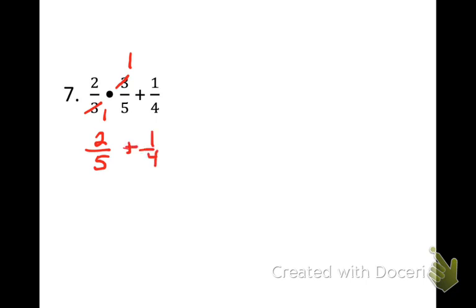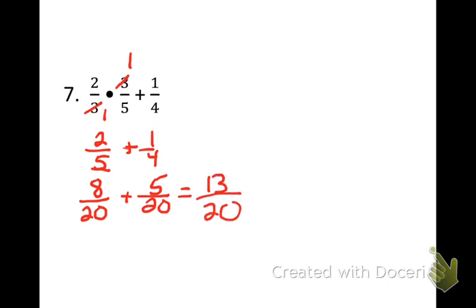So now I need to find my common denominator. 5 and 4 both go into 20. So I can put a 20 on the bottom. What do I do to 5 to get 20? I multiply by 4. So 4 times 2 is 8 for this numerator. Here I multiply by 5. Add, 13/20 would be my answer.